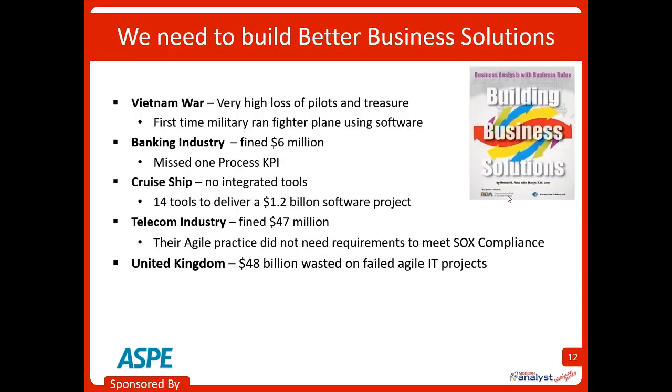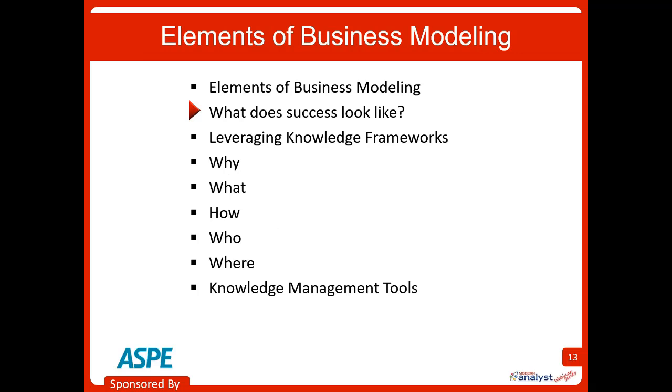Elements of Business Modeling is a good book to read about building business solutions. It focuses on the business, not on the technology. What is the business reason you're doing it? Why are you building this system anyway? Should you build it? A good BA should say, don't build it. What are the elements? What does success look like?